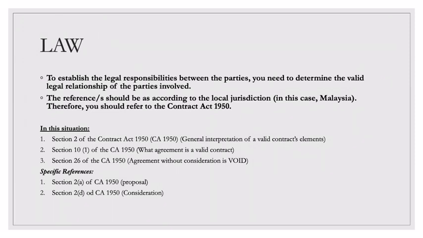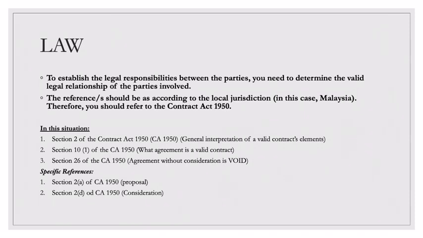And then number two, we need to do the reference. The reference should be according to the local jurisdiction of the case. In this case, it will be Malaysia. Malaysia and UK as a reference, or you can refer to Indian cases as well. And therefore you should refer to the Contract Act 1950.